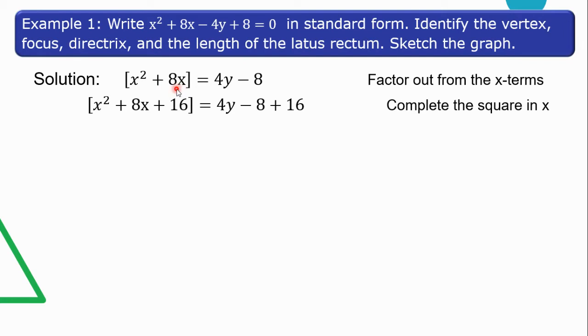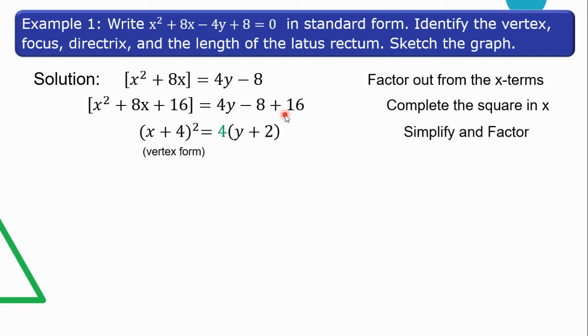Next, we are going to complete the square. So we'll just divide it by 2. 4 squared is 16. Since we added 16 here, we also add 16 on the other side. Okay, so we factor x squared plus 8x plus 16, which is the quantity of x plus 4 squared. And then 4y plus 8, we also factor out 4. So 4 is the quantity of y plus 2. So this is now our vertex form. We can easily identify now the vertex, the latus rectum, and the p.